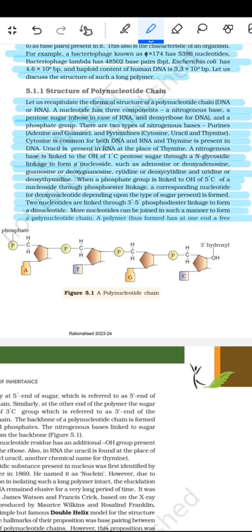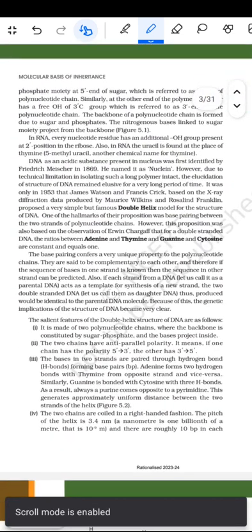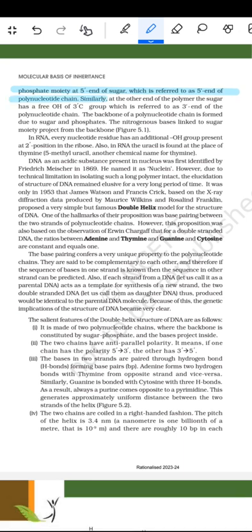A polymer thus formed has at one end a free phosphate moiety at the 5' of the sugar, which is referred to as the 5' end of the polynucleotide chain. Similarly, at the other end of the polymer, the sugar has a free OH of the 3'-C sugar, which is referred to as the 3' end of the polynucleotide chain. The backbone of the polynucleotide chain is formed due to the sugar and the phosphate. Nitrogenous bases linked to the sugar moiety project from the backbone. In RNA, every nucleotide residue has an additional OH group present at the 2' position in the ribose. Also in the RNA, the uracil is found at the place of the thymine, 5-methyl-uracil, another chemical name of the thymine.